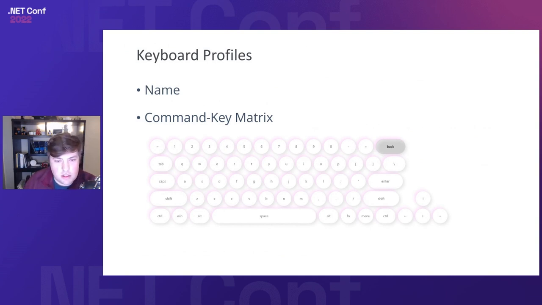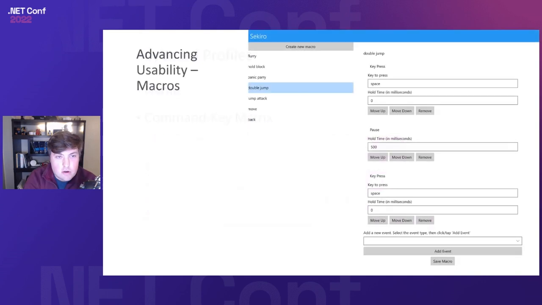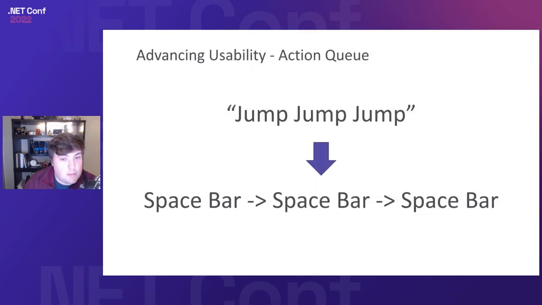You could select a specific key, then basically say what voice commands you want to use for it. So jump can be space, forward can be W, switch can be one and two, up, down, left, right can be the arrow keys, and so on. We can also create macros by being able to chain these different outputs together and then even queue those things up. So for example, in this double jump, if I say double jump, it'll hit the space bar twice, but I could also say jump, jump, jump and queue up three space bars to execute.